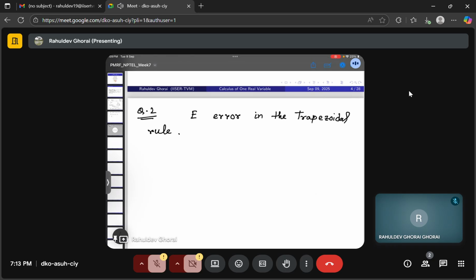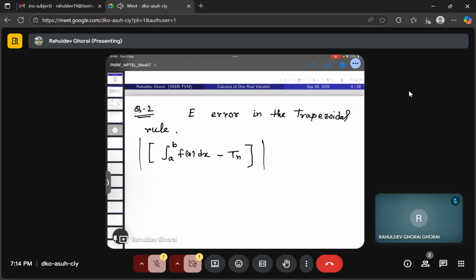So what is the meaning of that? If you have the integral from a to b of f(x) dx, and you want to approximate it, the approximate value is T_n, which depends on n, the number of steps or intervals. The error E is less than or equal to (b minus a) cubed times K over 12 n squared, whenever the absolute value of f double prime of x is less than or equal to K for all x belonging to [a, b], correct?